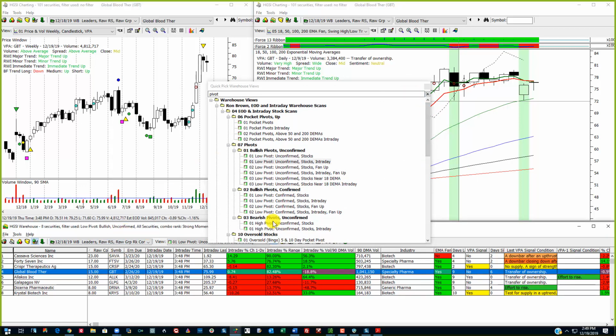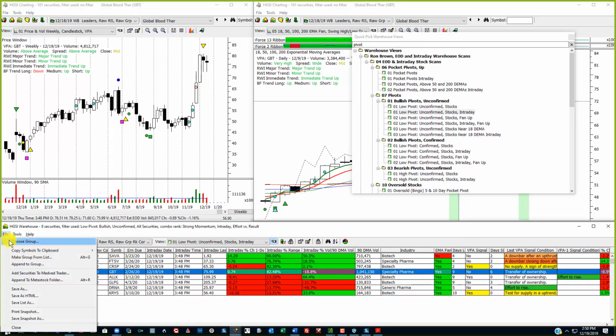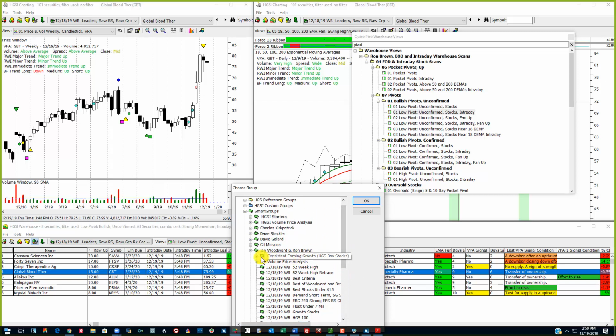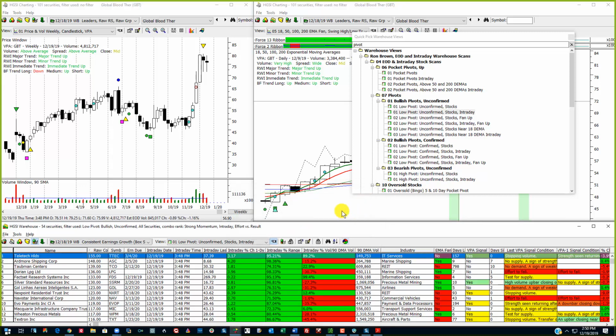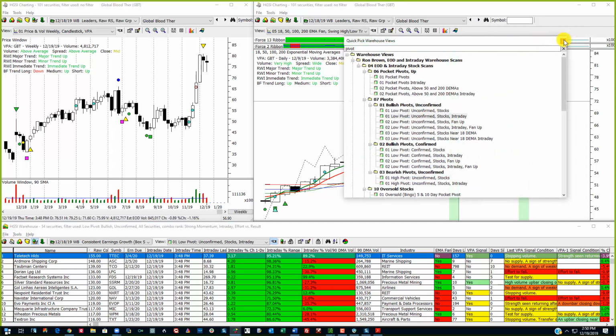But let me find a little larger group here. This is not providing me a lot of opportunities. Let me go in here to choose group again. What I'm going to do is go up to this consistent earnings growth folder and go down to the second one. Now these are what Ian referred to as box stocks, BOX, because they have consistent earnings growth. And you can see that I'm getting 54 out of here. So let's work with this one rather than the other one, which only had about 8 stocks.